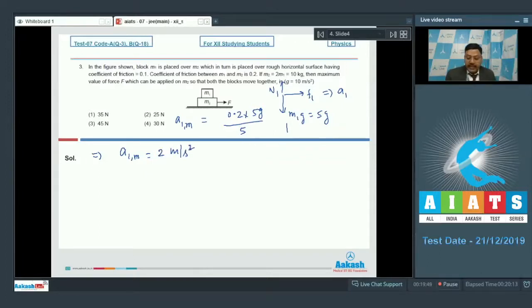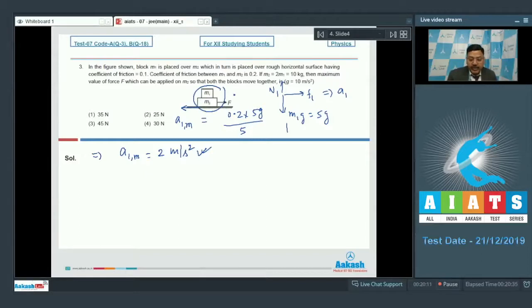Now in the next step, to find the maximum value of force F for which both blocks move together, we can consider both the blocks together as one system which has acceleration 2 meter per second square, and the force which will be opposing their motion is the friction by the horizontal surface.